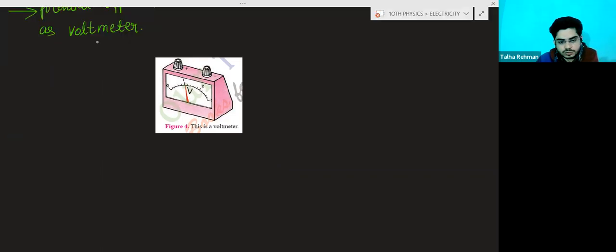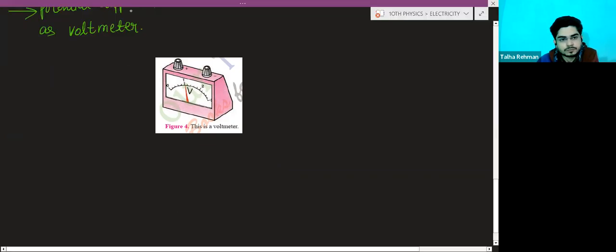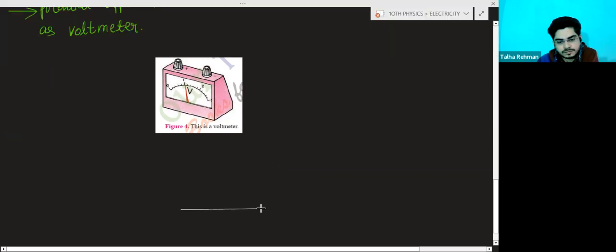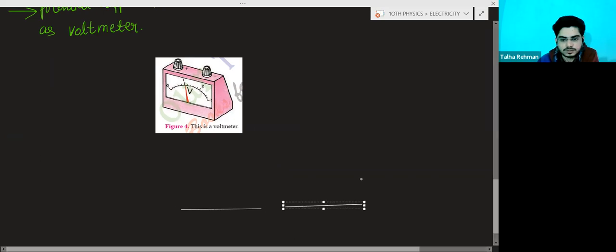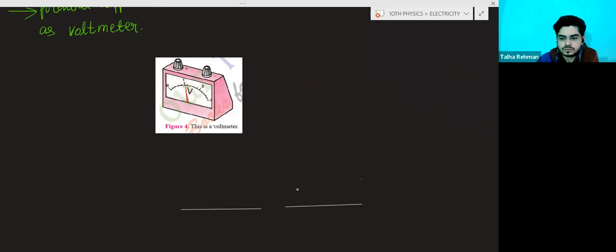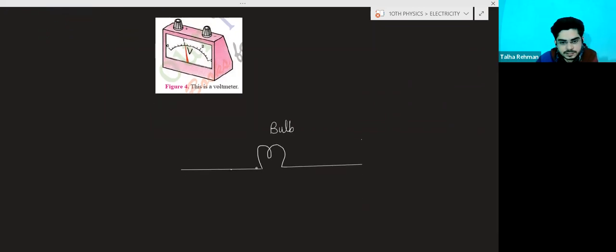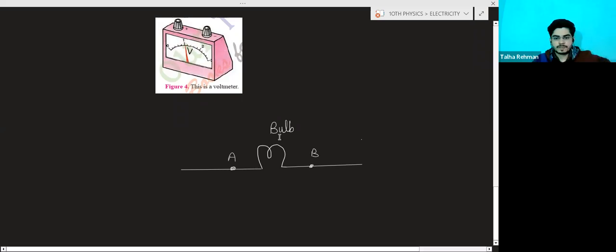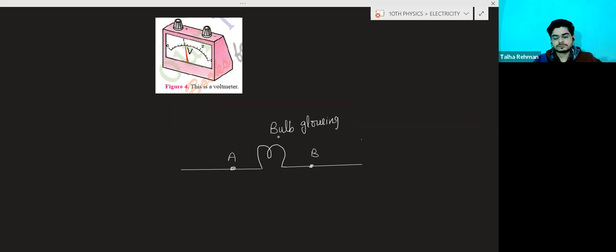See, suppose this is a wire, or it will be a conductor, like this. And here there is one bulb connected. Do you know resistance, Aman? This is a bulb, and this is the wire. Suppose this is point A and this is another point, point B. Now this bulb is glowing.